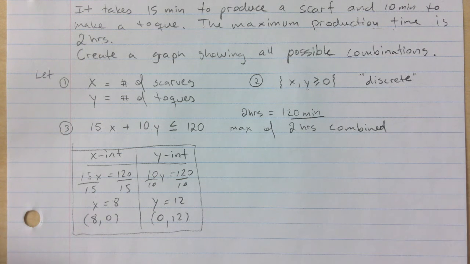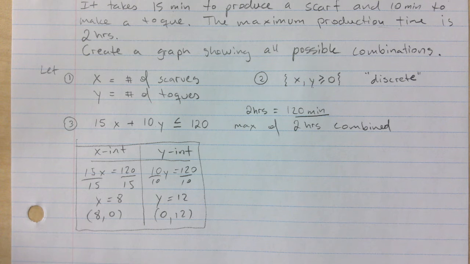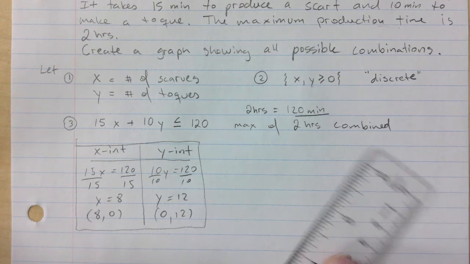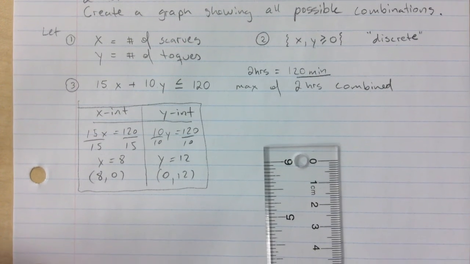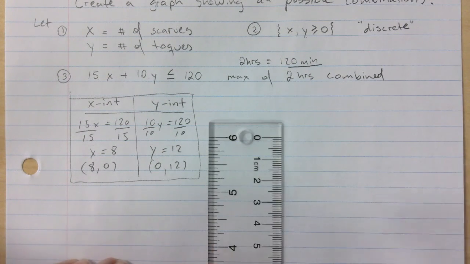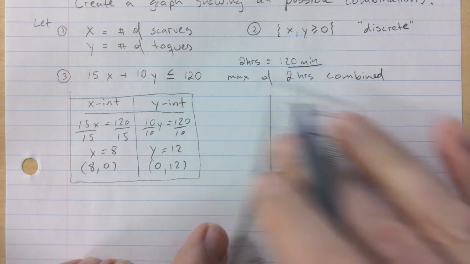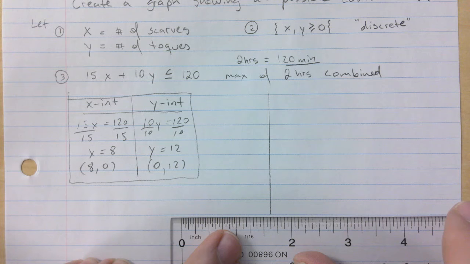Okay. Grab a ruler. Most of you did pretty good. Some of you gave me a little bit of a sloppy graph, so make sure you use a ruler. So we're going to graph it right here. Doesn't have to be taking up a whole lot of room.